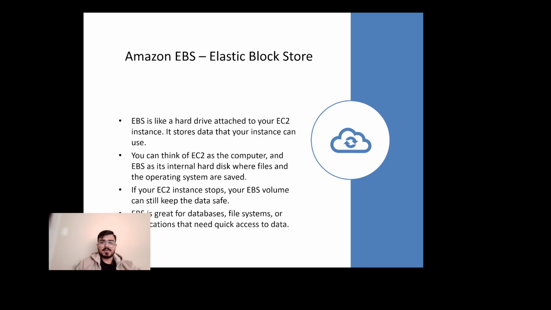So next one is Amazon EBS, Elastic Block Store. So let's talk about EBS, which stands for Elastic Block Store. If EC2 is the computer, then EBS is the hard drive. It provides storage space for your EC2 instance where you can keep your operating systems, files, and data. Even if you stop your EC2 instance, your data stays safe in EBS. So it's great for applications that need fast access to data, like databases or file systems.